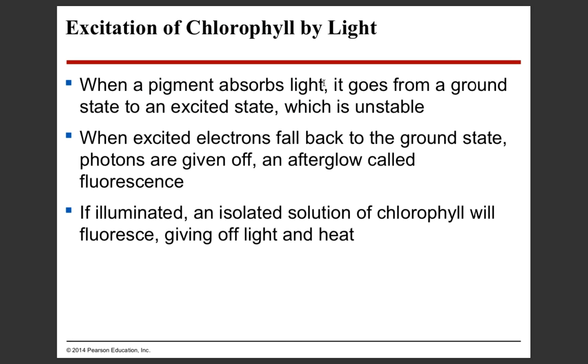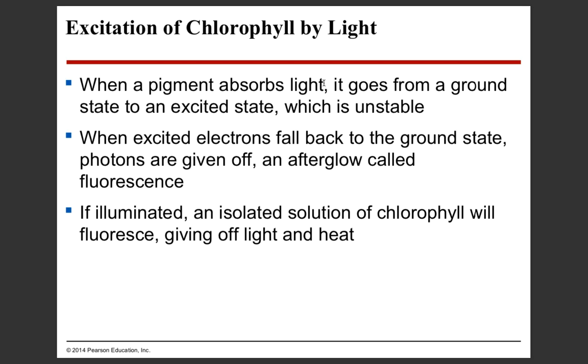Excitation of chlorophyll by light. This is where it starts. It's happening. It's about to happen. Okay, so when pigments absorb light, pigments called what? Called chlorophyll, mostly chlorophyll A. Okay, it absorbs light. That's what it does. It goes from a ground state to an excited state, which is very unstable.